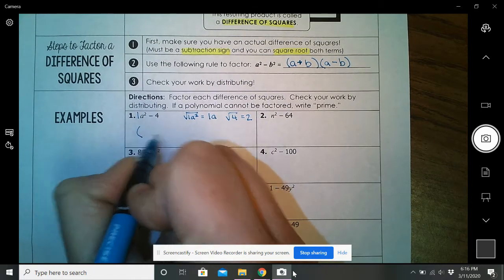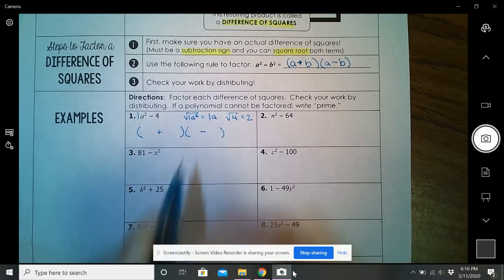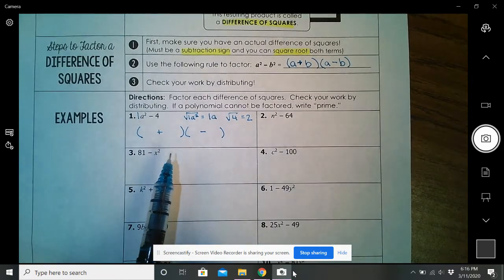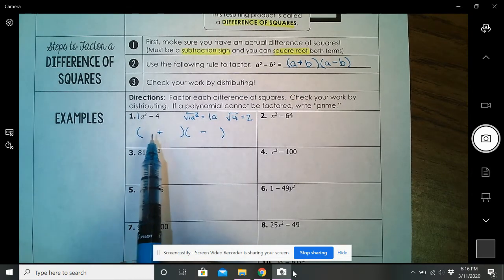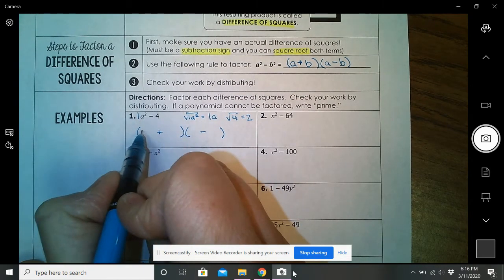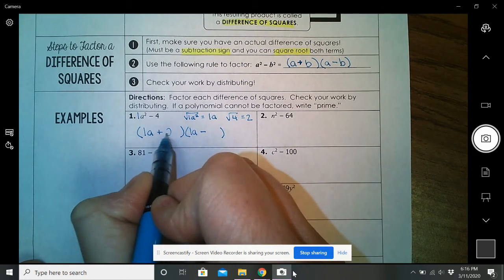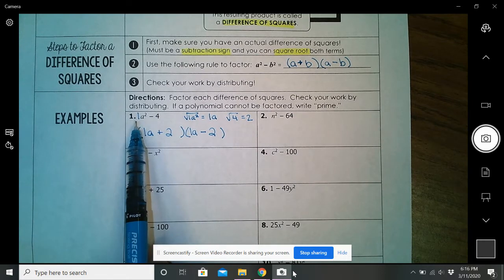So when I set up my pattern, a binomial with a plus in it and a binomial with a minus in it, the terms that go into the pattern are the square roots of the original. So 1a in the first position and 2 in the second position. Now, if you don't want to write your answers with a 1 in front of the a, that's fine, because there wasn't a 1 in front of the a anyways.